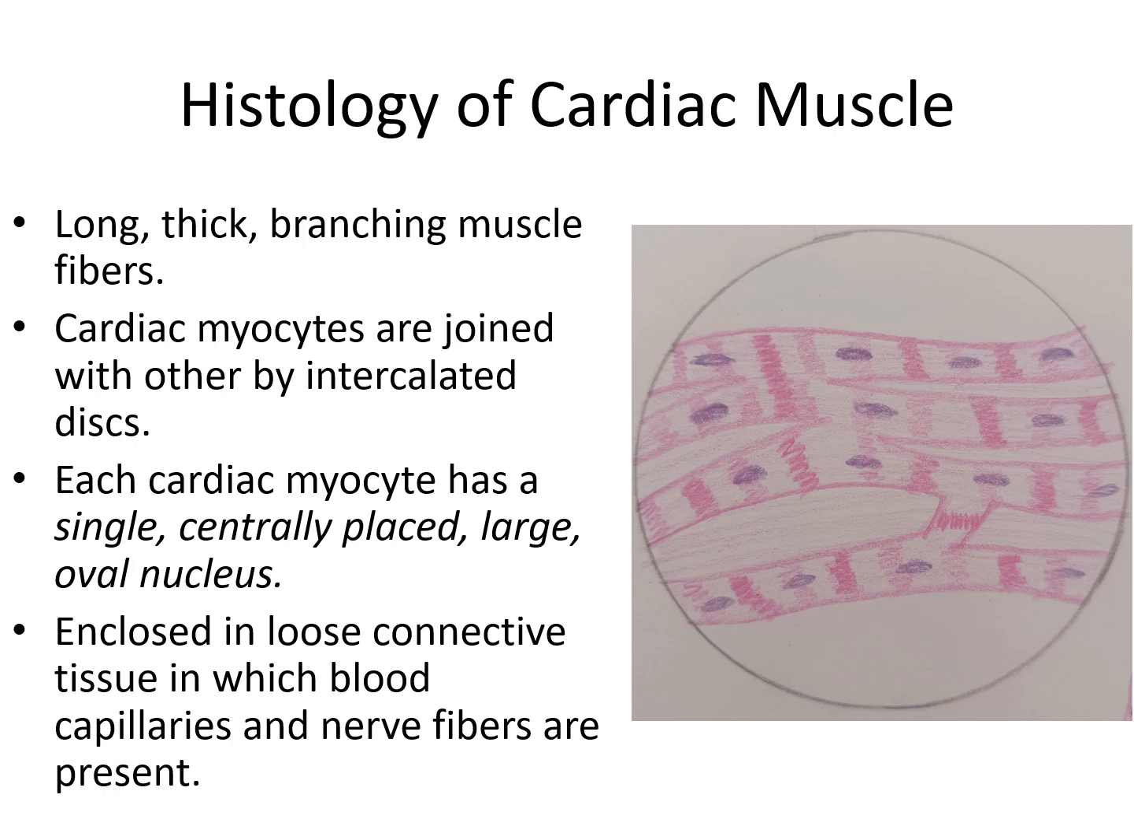Okay, and each cardiac myocyte has a single centrally placed large oval nucleus, and these myocytes are enclosed in loose connective tissue in which the blood vessels and nerve fibers are present.